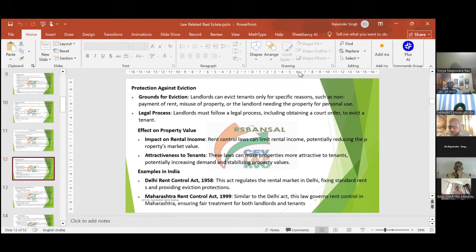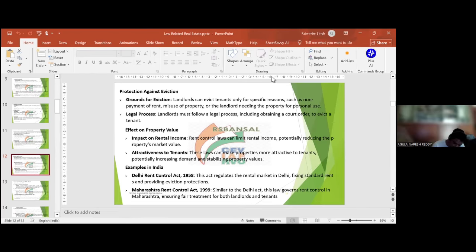He has to approach the court, and if the court allows him to evict the tenant, then he will evict the tenant. And if the tenant is not vacating the premises even after getting the court order, then the landlord can take the help of police authorities. Even then, he cannot do anything on his own. So this is how the tenant can be evicted.